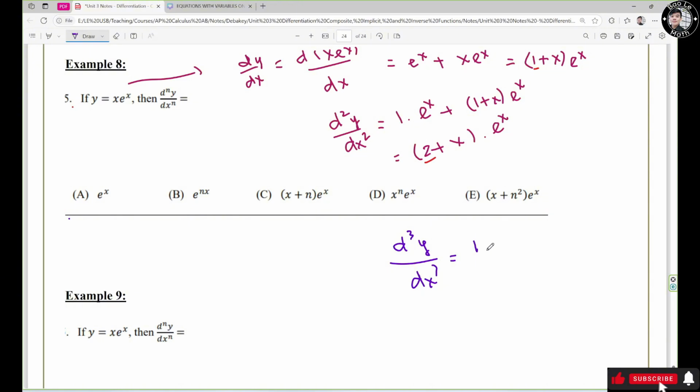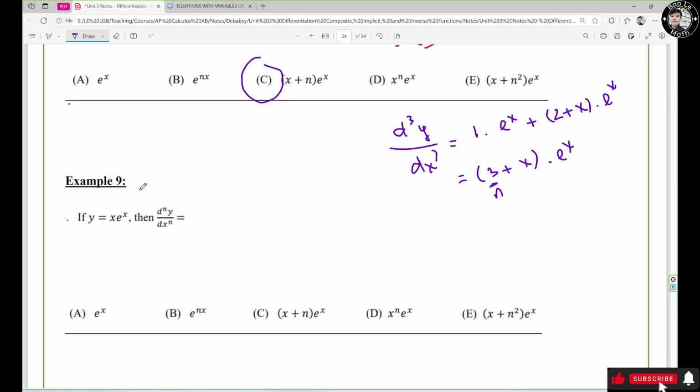1 times e to the s plus 2 plus s times e to the s, right? Now you need to factor e to the s out, so it could be 3 plus s times e to the s. Again, this one is 3, right? So when it comes to n, this guy must be n, right? So the answer must be C.